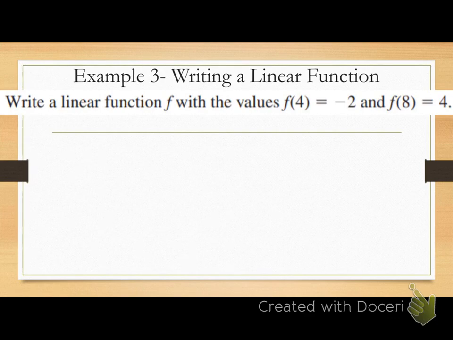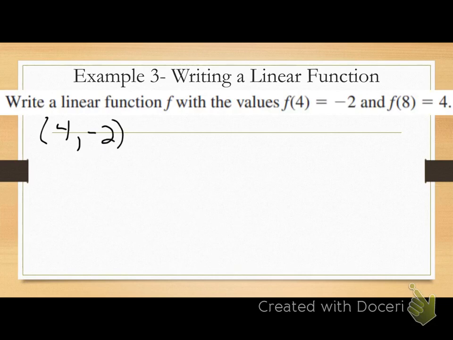Example 3. Write a linear function f with the values f of 4 equals negative 2 and f of 8 equals 4. So this is kind of similar to an example we saw the other day in our other notes. Does anyone remember how we approached it? The f is equivalent to the y, and the 4 is the x value, and the negative 2 is the y value. So what's my first ordered pair? 4, negative 2. Very good.